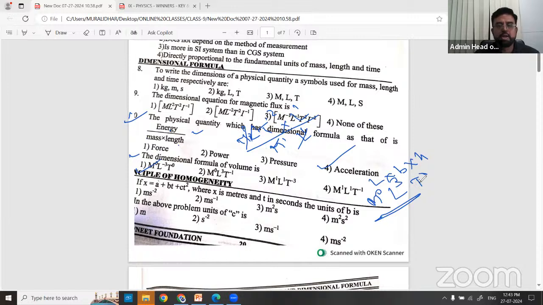Volume, L cube only, M^0 L^3 T^0. Even the key also gives NA, not available. For the 11th question, all options are wrong. The answer is M^0 L^3 T^0, but here by mistake L^-3 is given. So no answer; you can write the original answer.